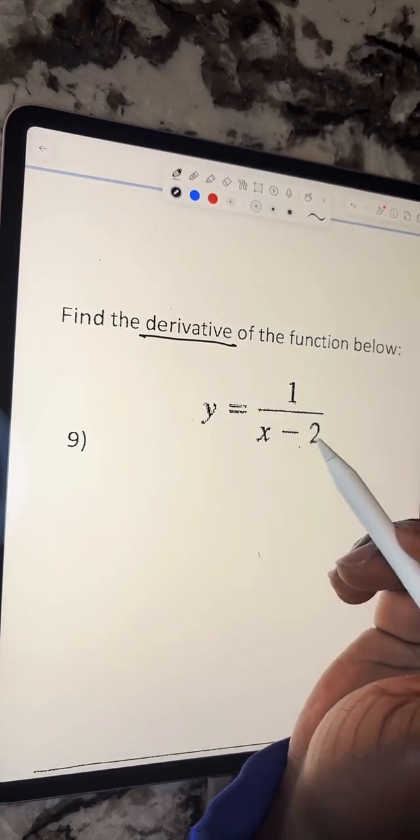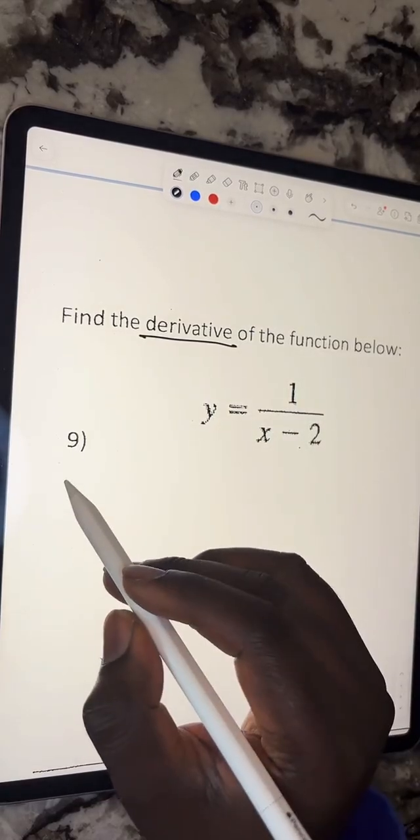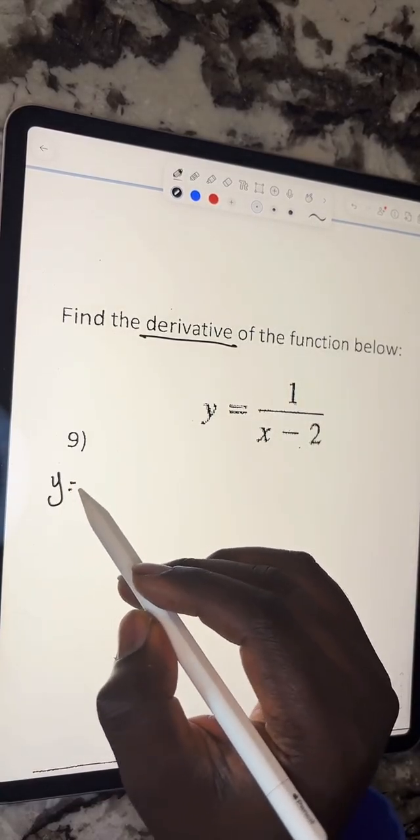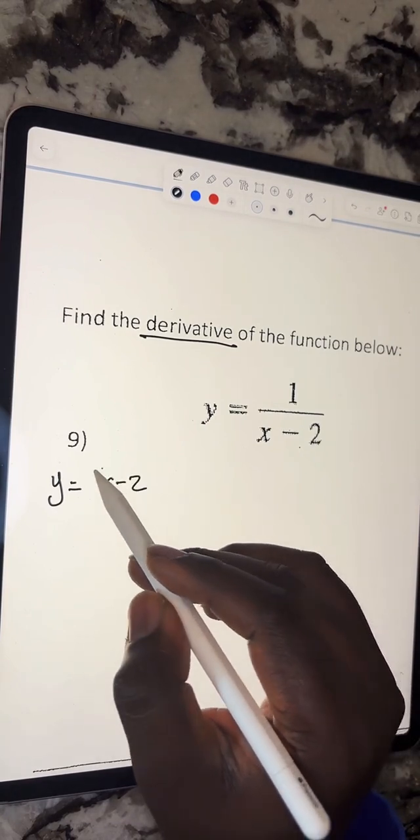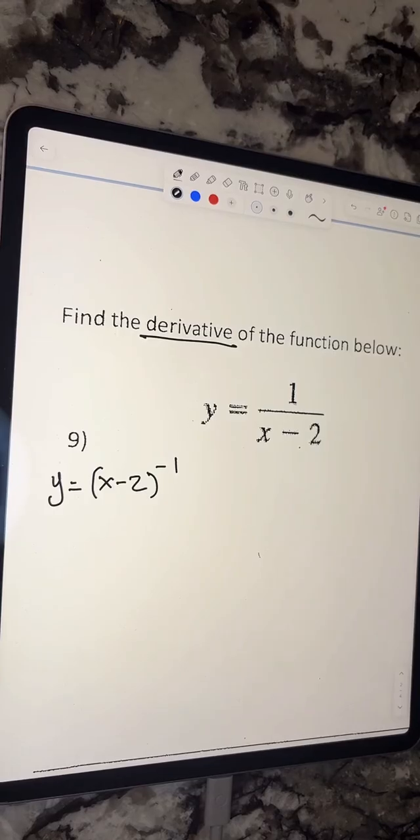Let's look at the normal way. Why don't we rewrite this as y is equal to x minus 2 to the power of negative 1? Do you guys agree with me on this?